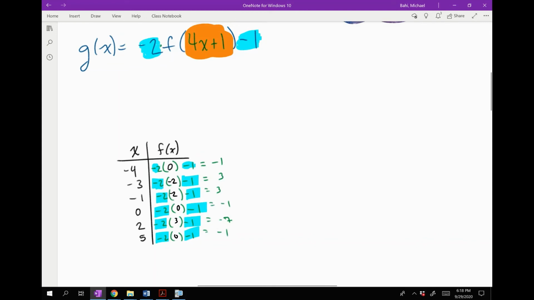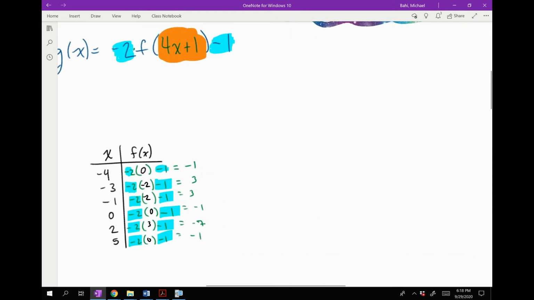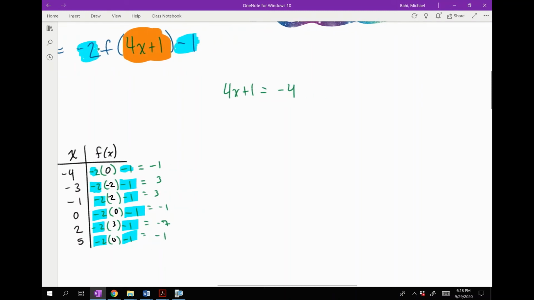Now to find the new x's, remember, you're not following order of operations. I'm going to take that 4x plus 1. So I'm just taking the part in the parentheses, and I'm going to set it equal to each original x value. So I'm setting them equal to all of these. I'm going to do that for each one to find my new x coordinates. Some of these are going to be kind of funky numbers.